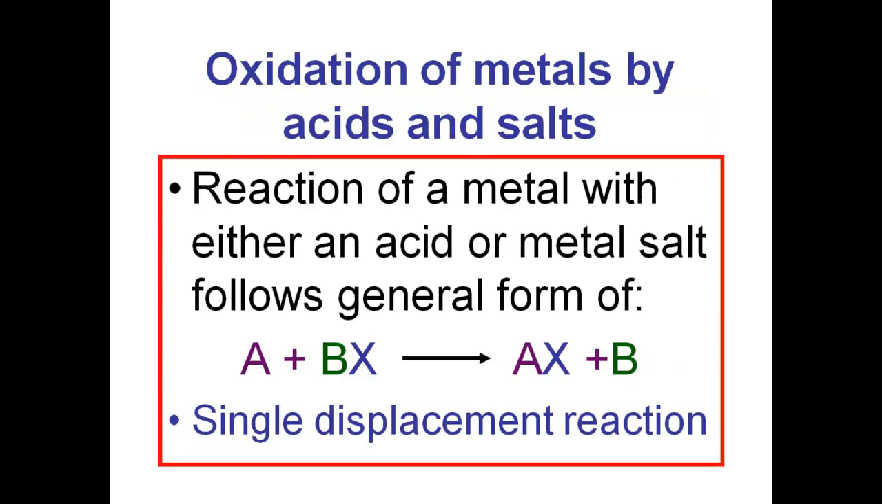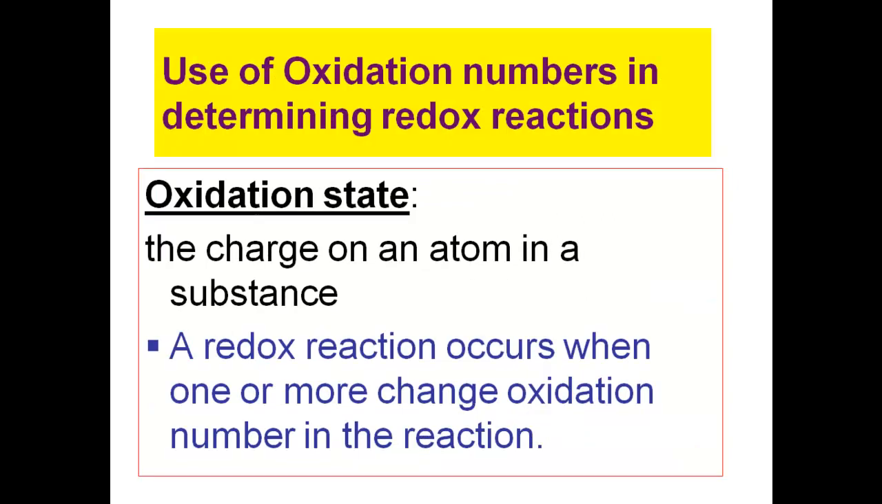Oxidation of metals by acids and salts. A reaction of a metal with either an acid or a metal salt follows this general form of A plus BX yields AX plus B, so a single displacement reaction, and this will be an oxidation reduction reaction. When oxidation and reduction reactions occur, you're going to need to know how to use oxidation numbers when determining what has been oxidized and what has been reduced.